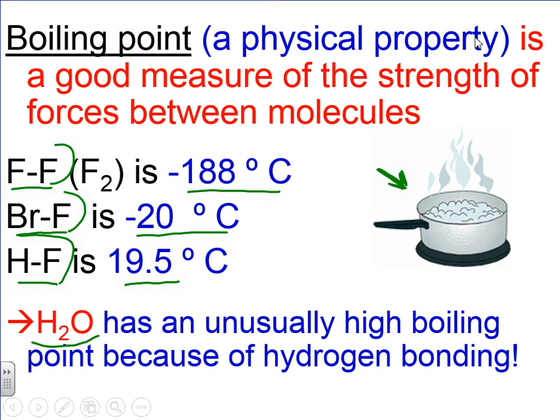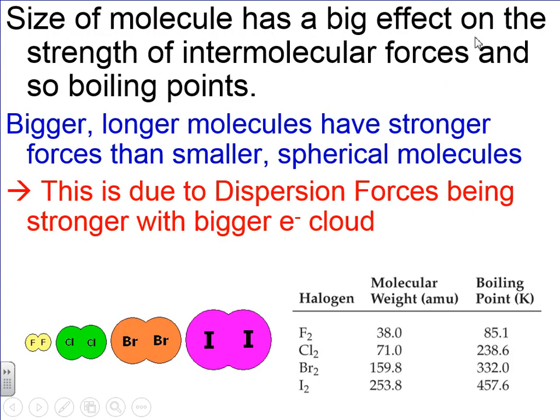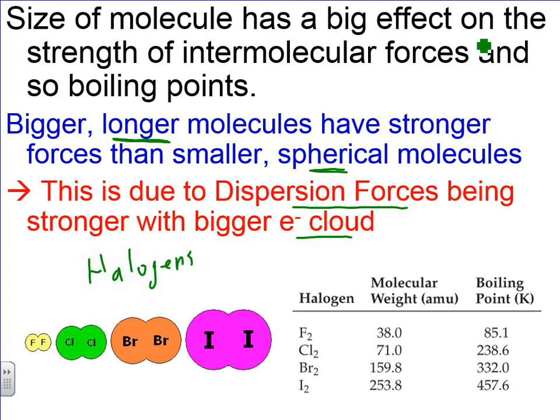So size of molecules also has a big effect on the strength of these forces, and so the boiling points. So the bigger molecules and also the longer molecules, if you have a longer molecule, they'll have stronger forces than smaller spherical molecules. And the longer and the bigger the molecule, the dispersion forces increase, since you have a bigger electron cloud. So if you just take a look at dispersion forces, and these are the halogens, this is the series of halogens, from fluorine to chlorine to bromine to iodine, the electron cloud increases in size, so the strength of the forces increases, and lo and behold, the boiling points also increase.